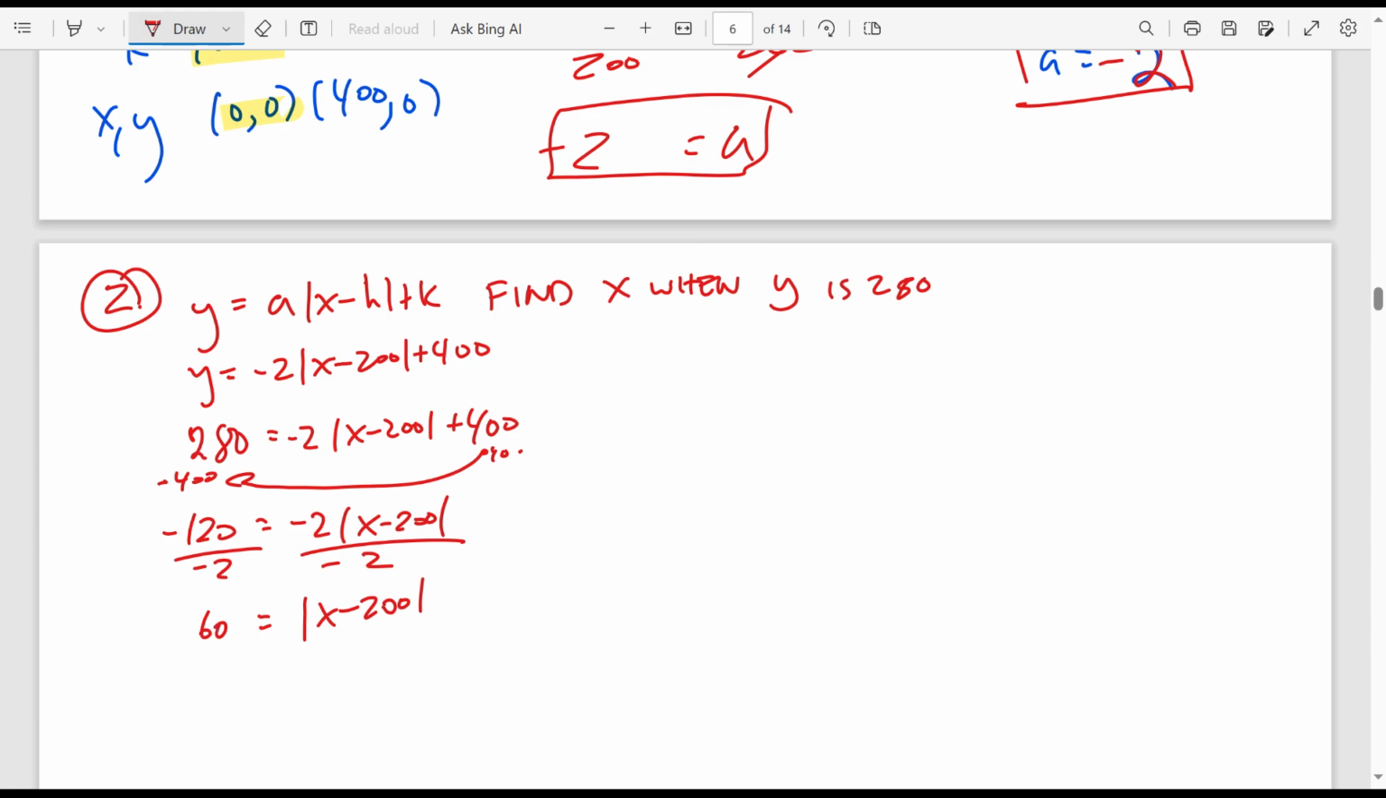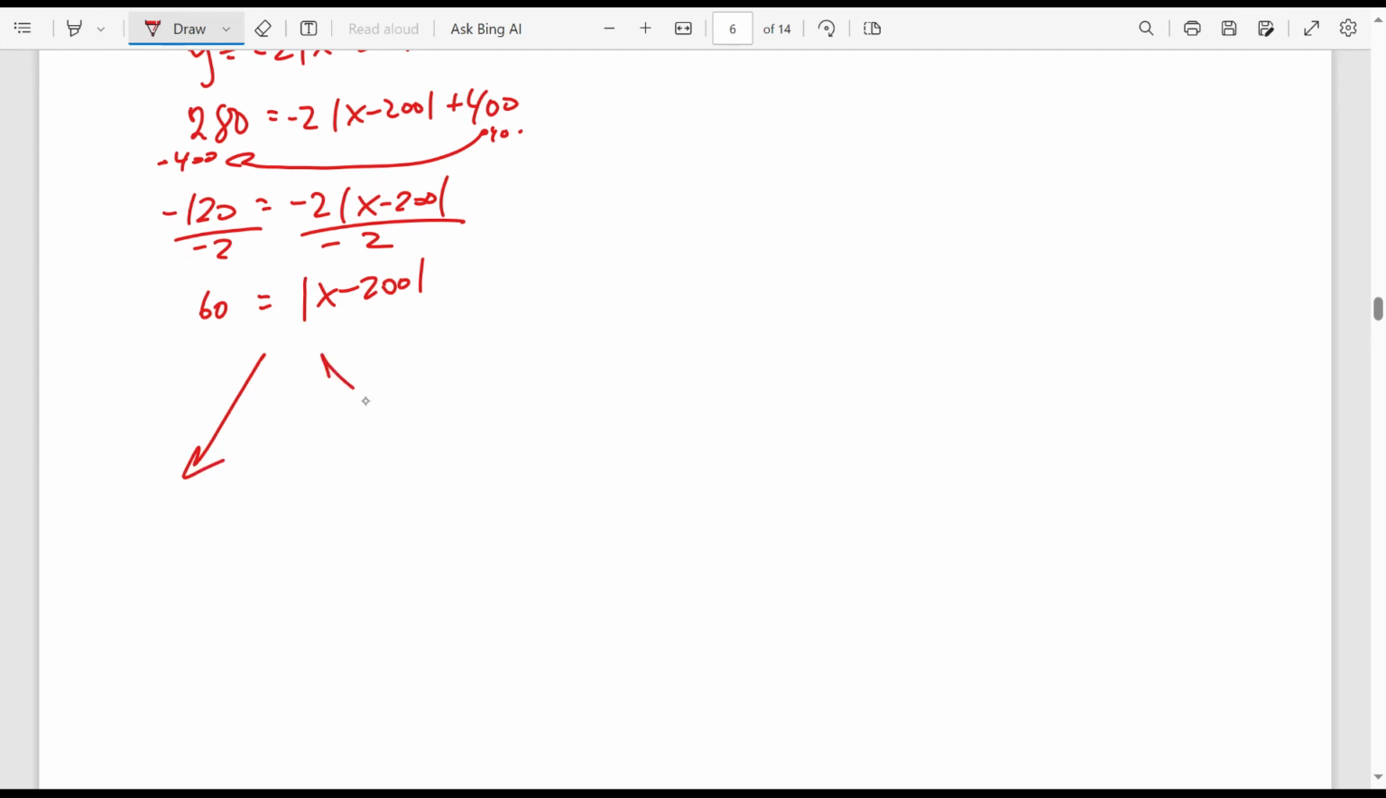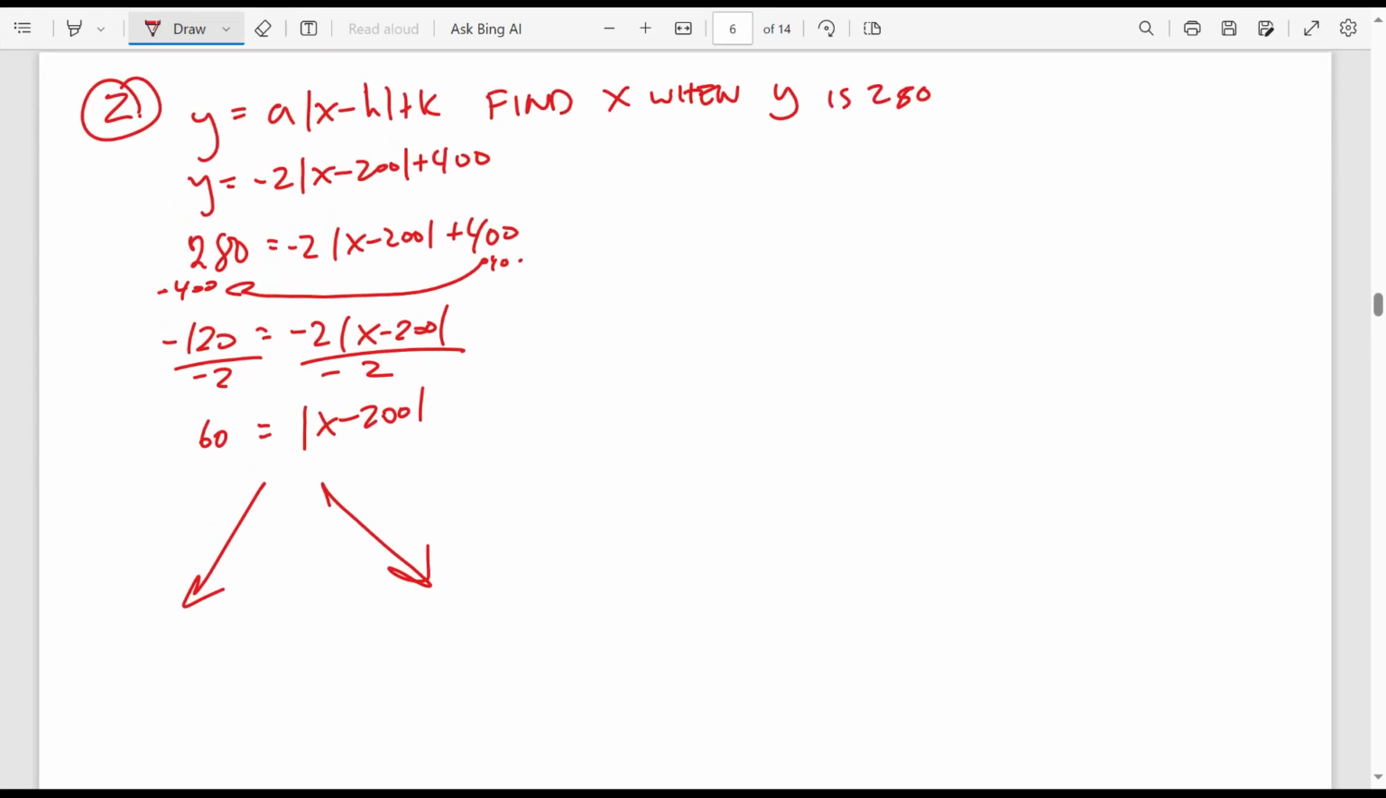At this stage is where I'm going to break things off. So positive 60 is equal to |x minus 200|. It's at that point where I've isolated the absolute value that I can now break it off. I've got a number on one side and brackets, x minus 200, on the other side. So 60 is equal to x minus 200, or negative 60 is equal to x minus 200. And then I can solve for both.